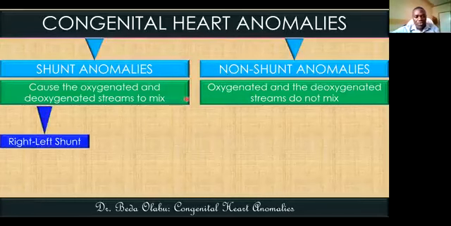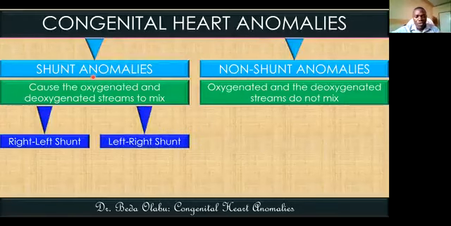With that in mind, therefore, we further classify the shunt anomalies into two. We have what we call the right to left shunt, and we have what we call left to right shunt. I want you to understand what it means by the term right and what it means by the term left.